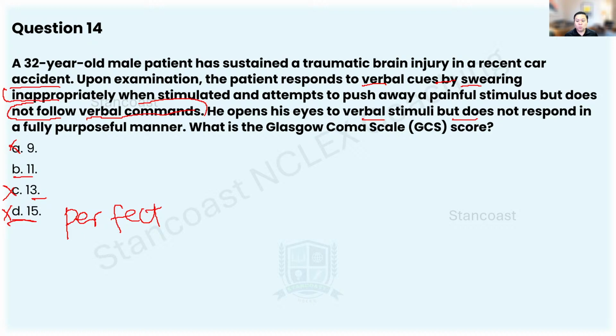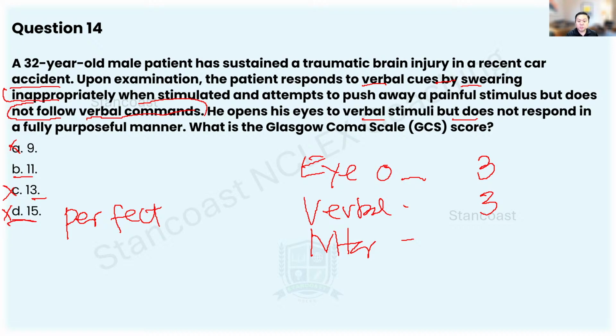That is letter B. Why 11? Well, the patient actually scored 3 for the eye opening. The verbal response is actually going to score about a 3 as well. They have that inappropriate response in their words. They are swearing. Now, if you are going to check the motor response, they are localizing pain. Take note of the patient's response: attempts to push away a painful stimulus but does not follow verbal commands. So that is going to be scored as a 5. So take note, our correct answer here will be letter B. This is a total score of 11. Eye opening of 3, verbal response of 3, motor of 5. Okay, please remember that one.